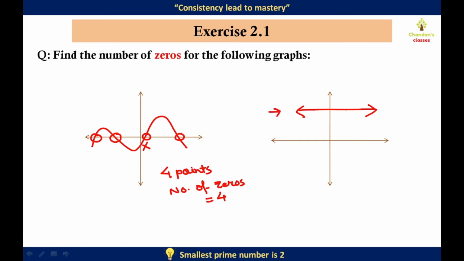The second graph, this one is very interesting. At how many points does the graph intersect the x-axis? The answer is no points, or 0 points. So the number of zeros in this case will also be 0. If the graph intersects at 1 point, number of zeros is 1. If the graph intersects the x-axis at 4 points, number of zeros is 4. The concept goes like this. I hope you're clear with this one. Other questions are there from 2.1. You can easily solve them applying this concept.